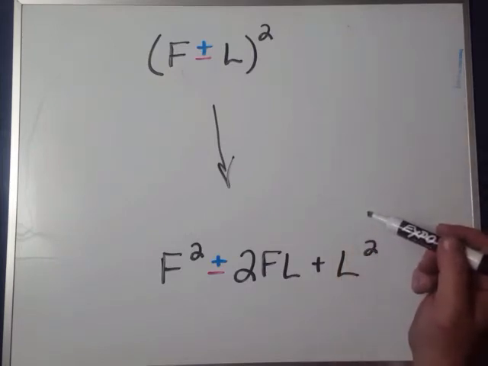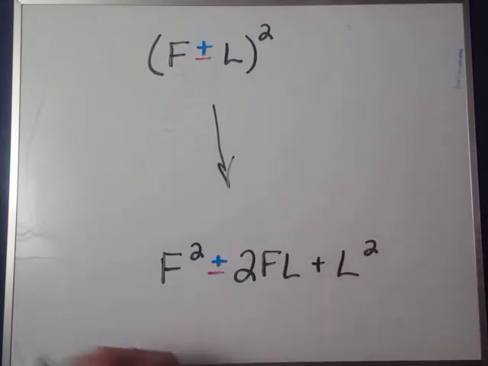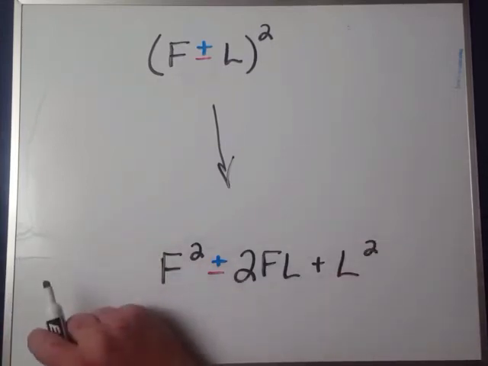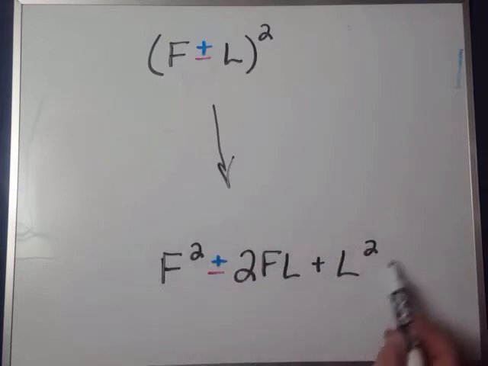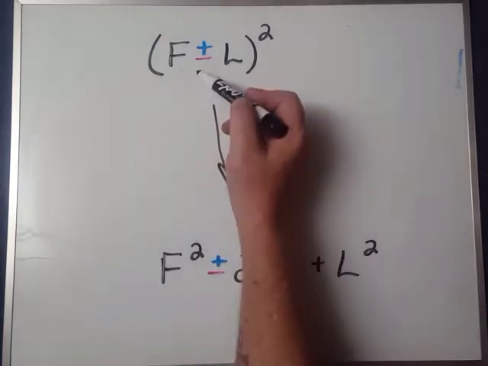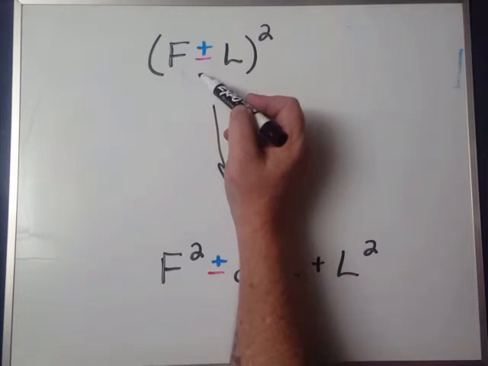Chapter 5 is factoring. And factoring is unmultiplying polynomials. It's taking polynomials back apart. It's unfoiling in some cases. It's unmultiplying. And so if we see a pattern like this, we'll know how to do it backwards and get this answer.